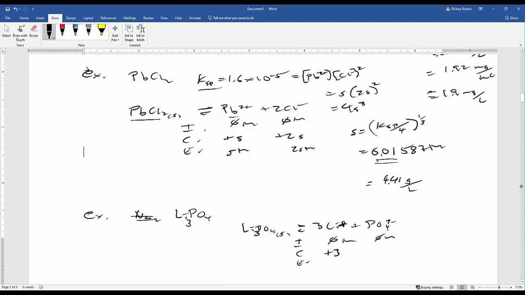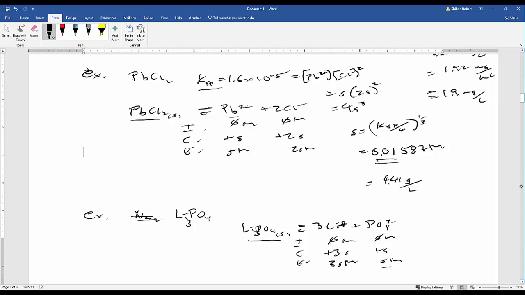And this is going to be plus 3s here. This is going to be plus s. So we're going to get 3s molar lithium ions and s molar phosphate. And so the solubility of lithium phosphate, that is, for every mole of lithium phosphate that dissolves, we form 1 mole of phosphate. And so it's a 1-to-1 ratio between lithium phosphate and phosphate. And so that's the S relationship here.